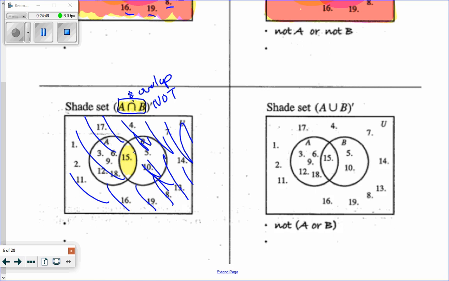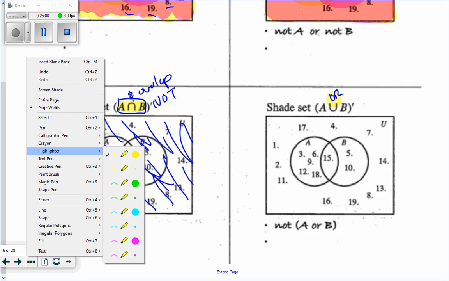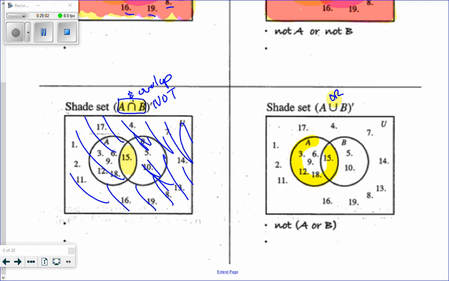So finally, A or B means one or the other or both, right? So A or B means this. So A or B, right? One or the other or both. Not that would be anything here. Would be anything that isn't colored.